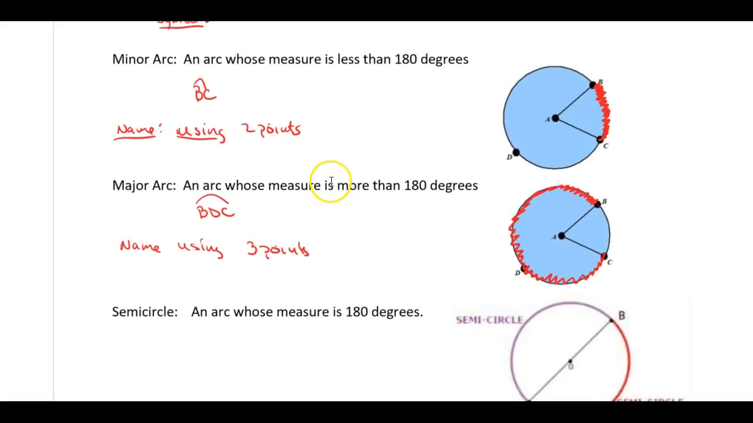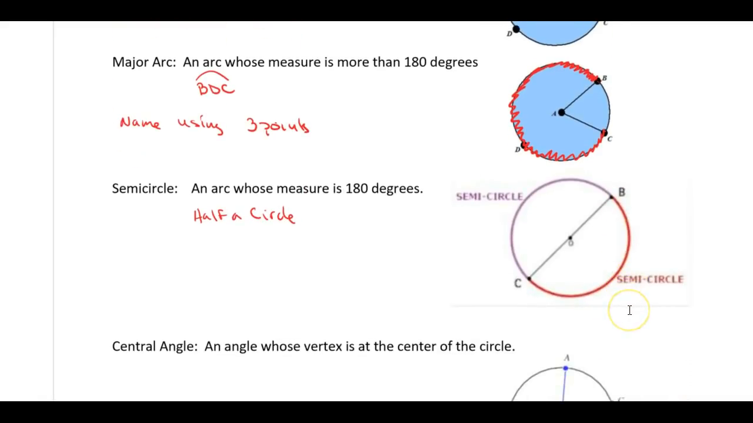Now a semicircle is an arc whose measure is 180 degrees. It's basically half a circle. A circle is 360 degrees, so it's half a circle or 180 degrees. So right away when I look here, this would be a semicircle and this would be a semicircle.